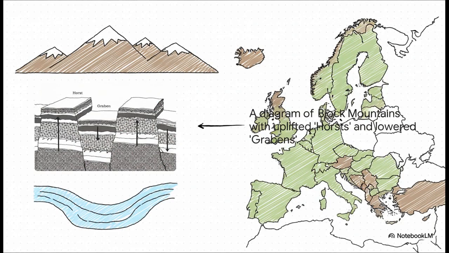Next up, we have block mountains. These are created when huge areas of the Earth's crust literally break and shift vertically. The blocks that get pushed up are called horsts, and the blocks that drop down are known as grabens. A perfect real-world example is the Rhine Valley in Europe. It's a graben sitting right between two horsts.